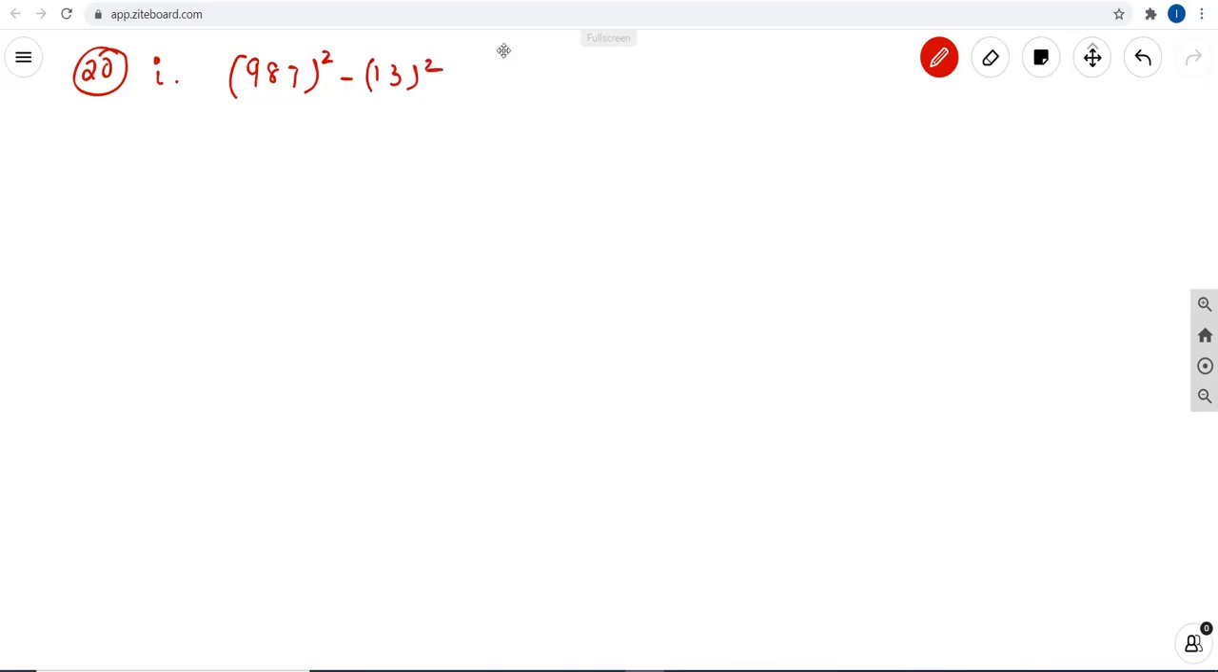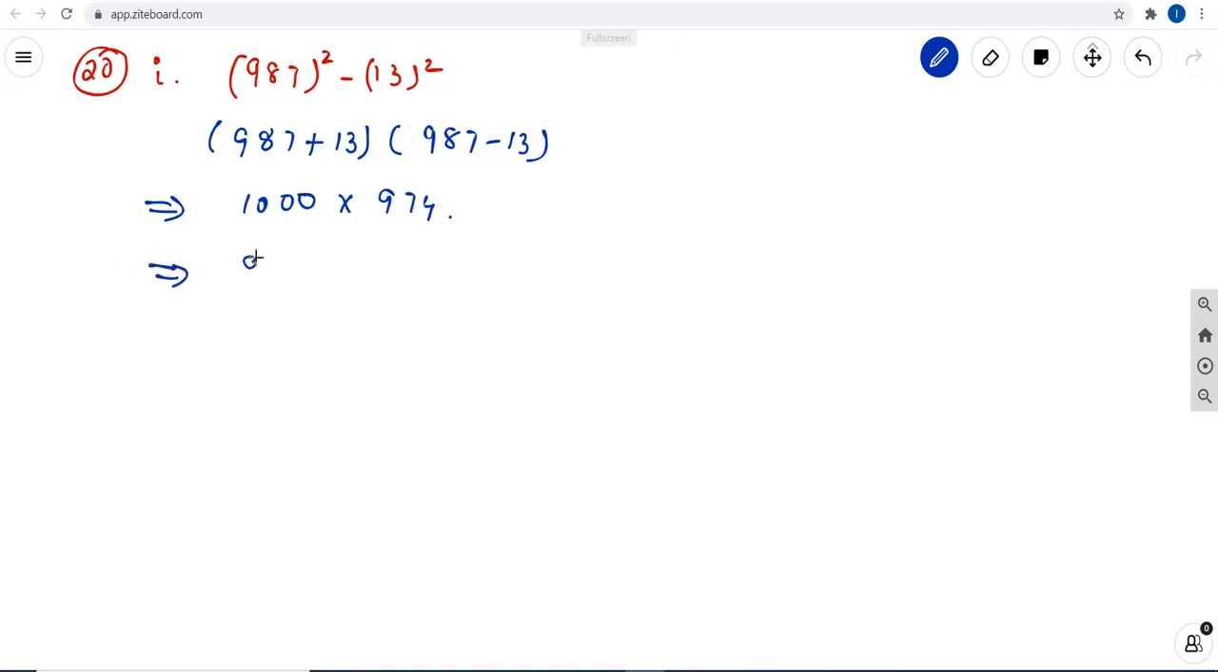Okay, so this is a very simple problem. So I can use the identity: 987 plus 13 into 987 minus 13. Now if you add this, 7 plus 3 is 0, 1 carry. 8, 9, 9, 10, again 0, 1 carry. So this becomes 1000, one term, into, so if I subtract this, we are going to get 974.